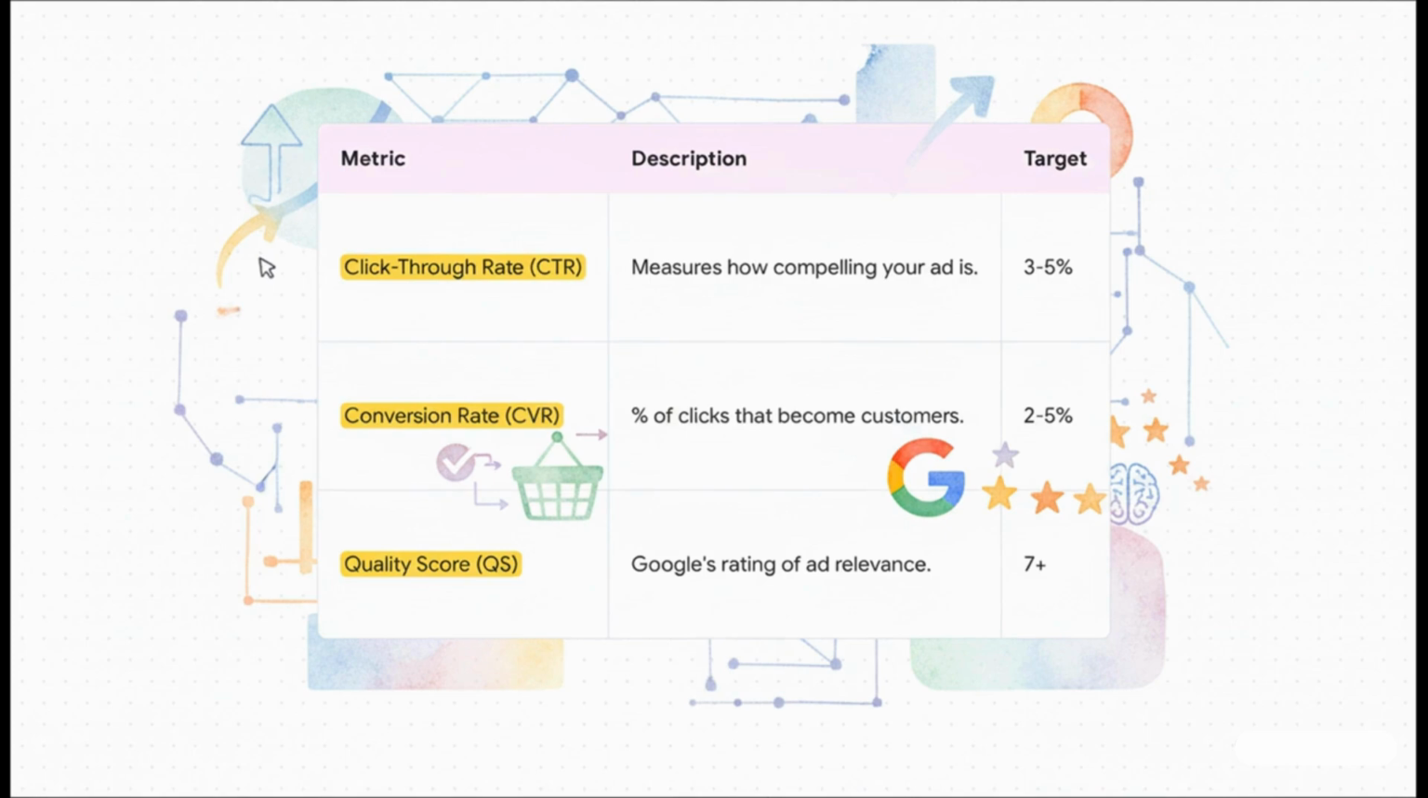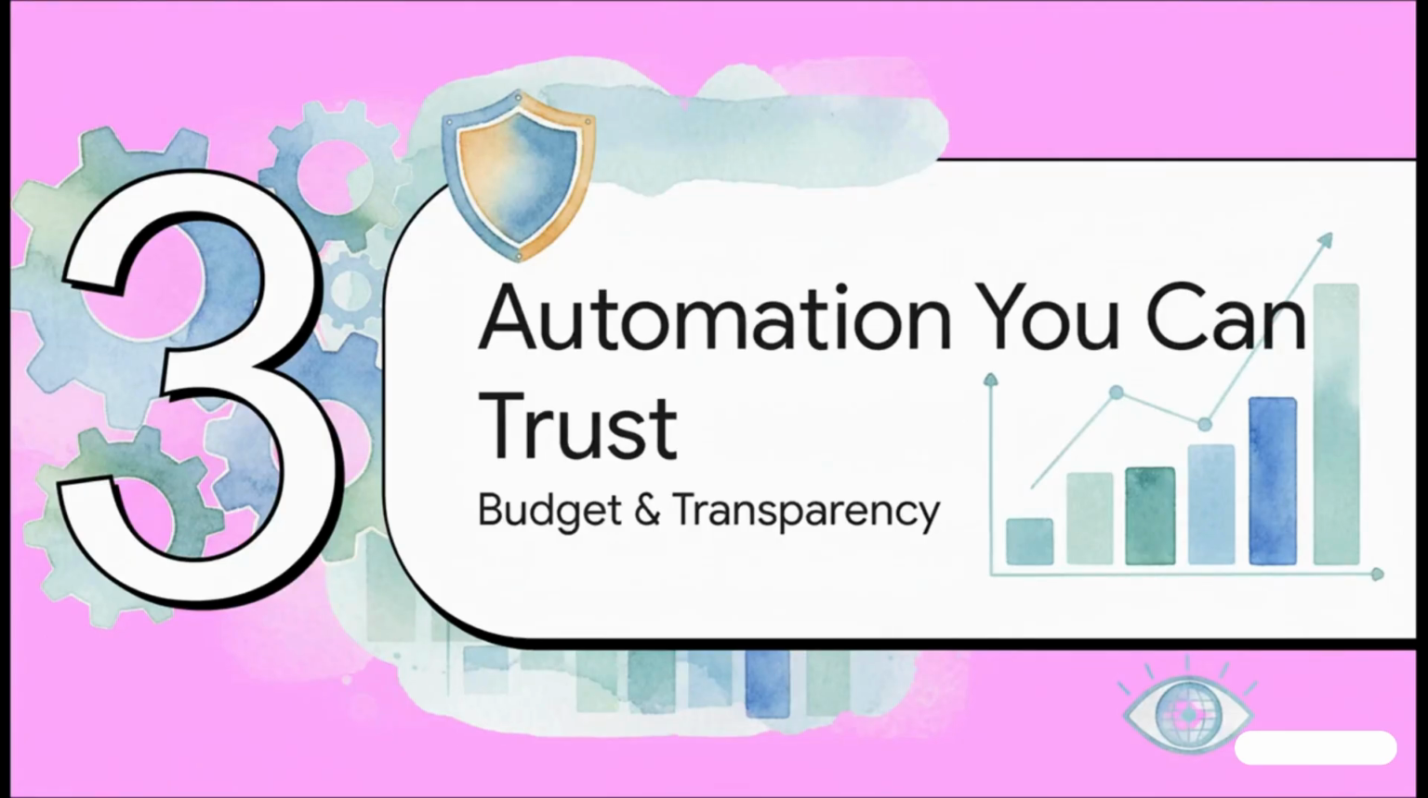And finally, there's Google's own quality score, which is their rating of how relevant your ad is. By focusing on these three things, the AI makes sure your budget is being spent super efficiently. Of course, the idea of handing over your ad budget to an AI can feel a little nerve-wracking. So building trust here is absolutely crucial. Calum tackles this problem head-on by focusing on two things: protecting your budget and giving you total transparency. Let's see how they do it.